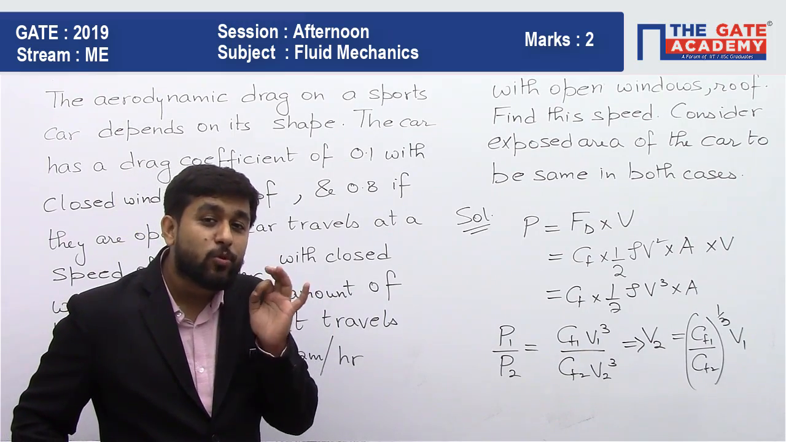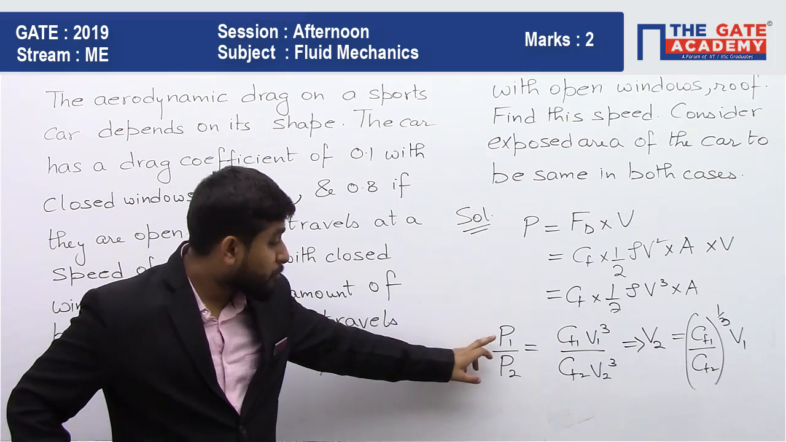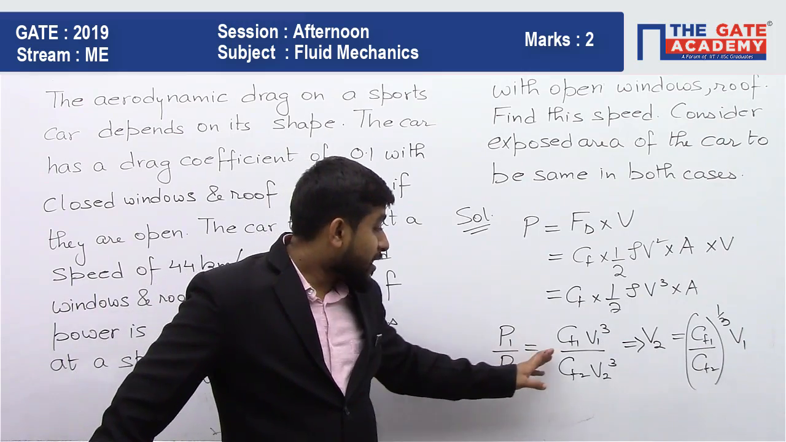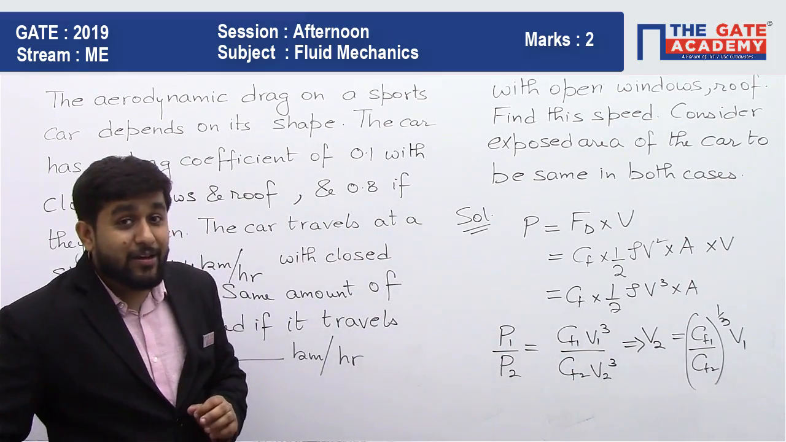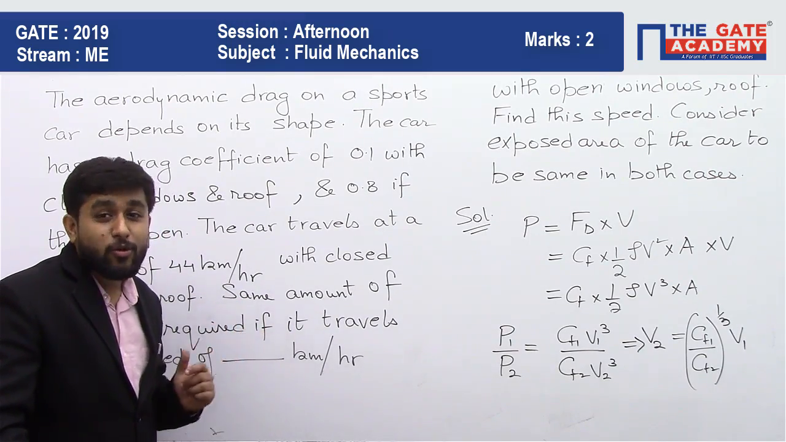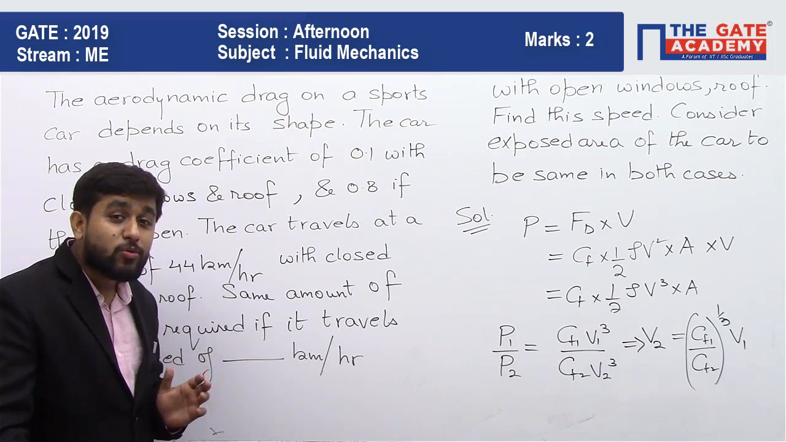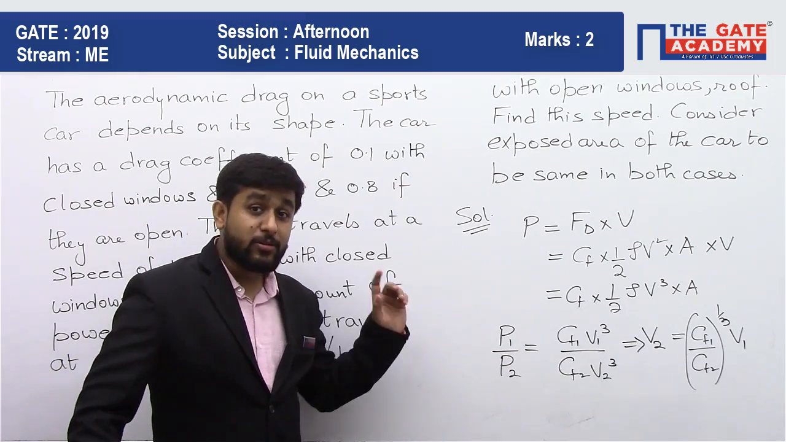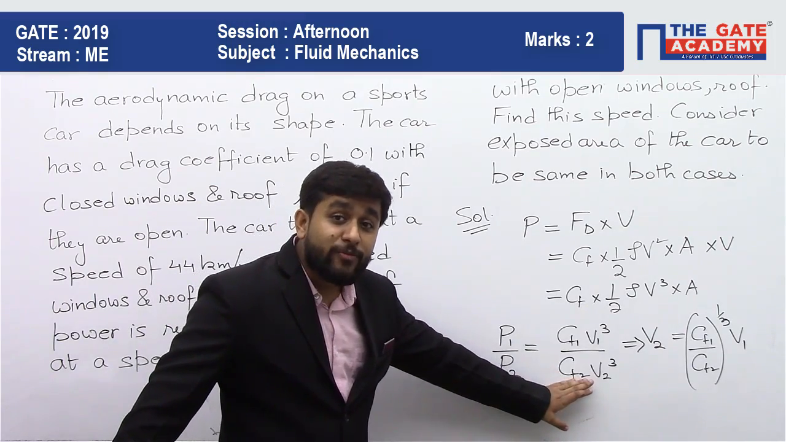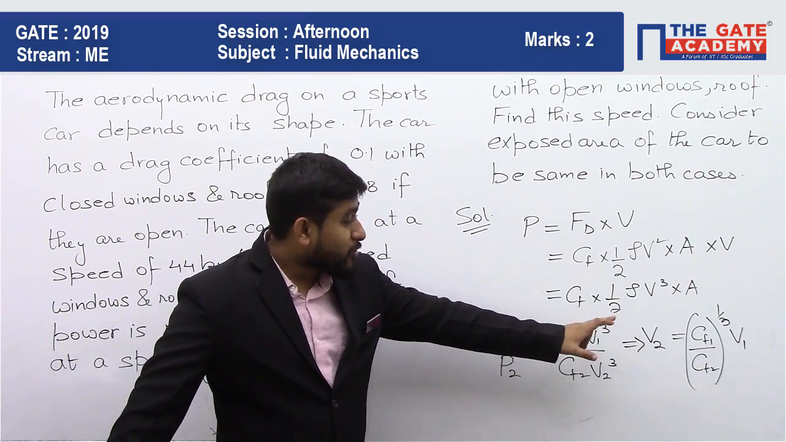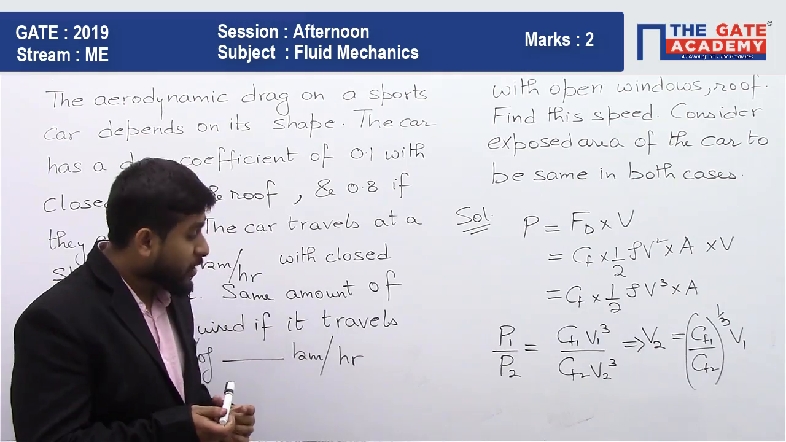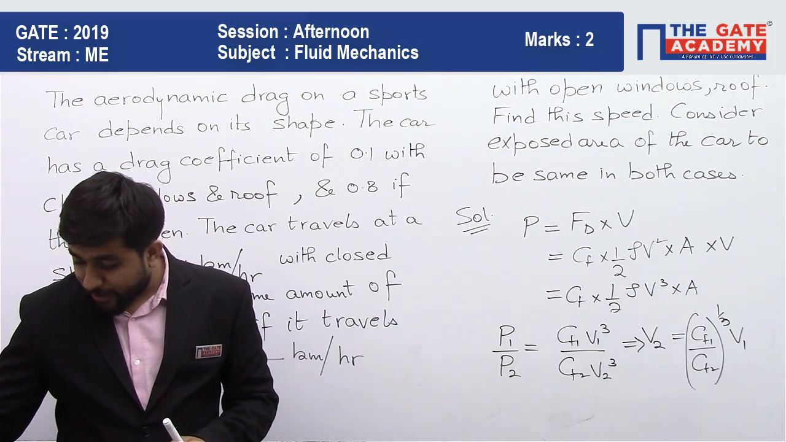Now there are two situations. One situation is windows and roof closed. The other one is they are open. So P1 is situation 1, P2 is situation 2. V1 is equal to 44 km per hour, so you will have to convert it into meter per second. But they are saying in both the cases power required is the same, so P1 and P2 will cancel out. So ultimately Cf2 V2 cube will be equal to Cf1 V1 cube. So your V2 can be written like this: the cube root of the ratio of drag coefficients into V1. Let us find out this value also.